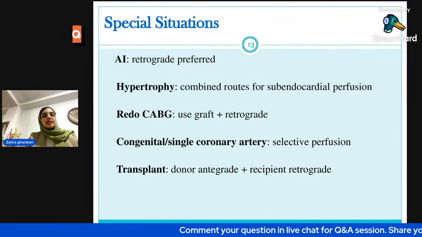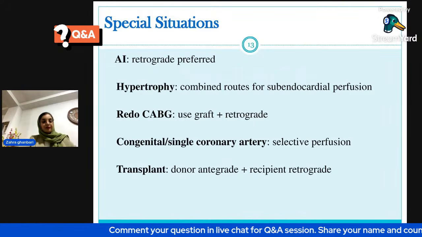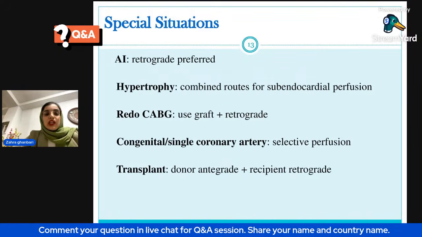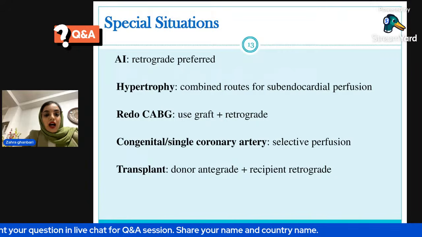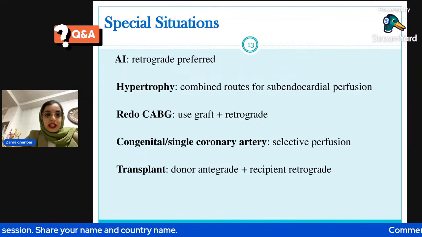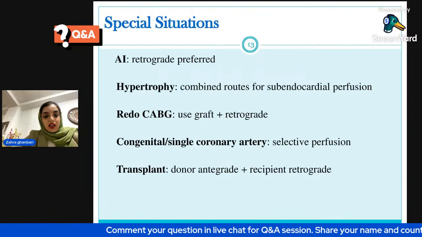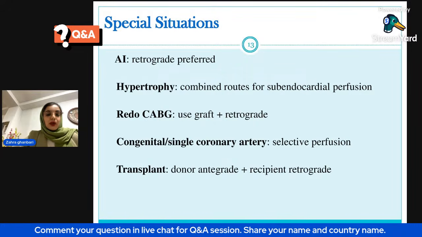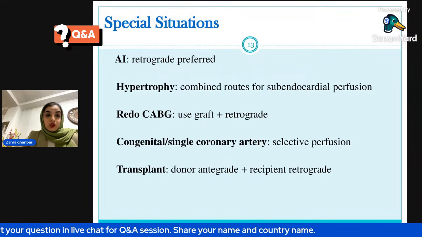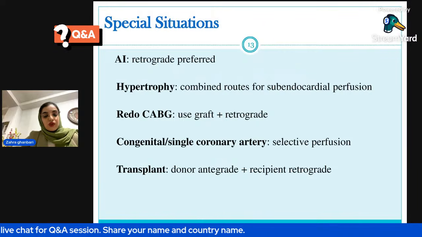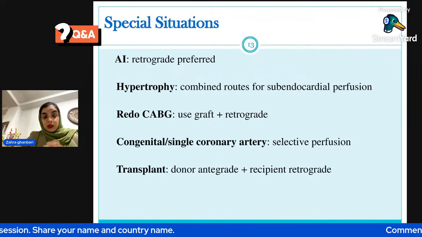Thank you. Special situations. Number one is aortic insufficiency. Retrograde perfusion is preferred to avoid LV distension. For hypertrophy, we can combine antegrade and retrograde routes to ensure subendocardial perfusion. Actually, in redo surgery we can use graft plus retrograde.